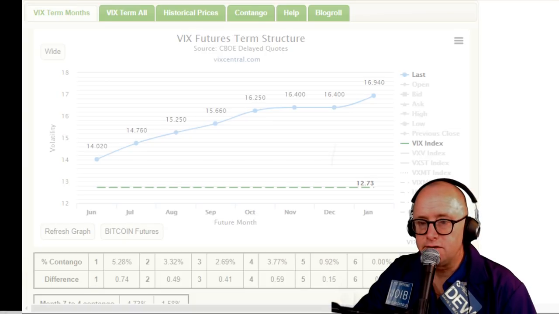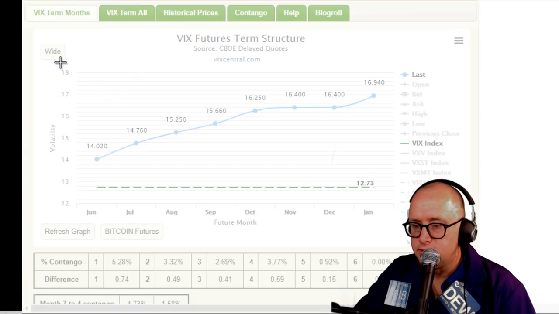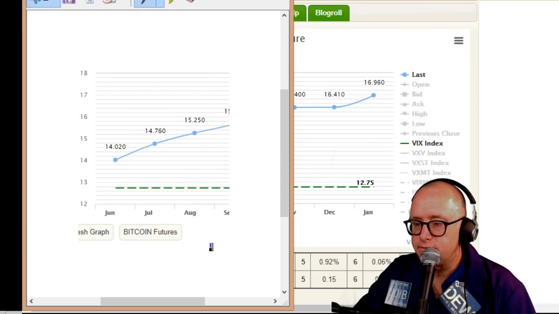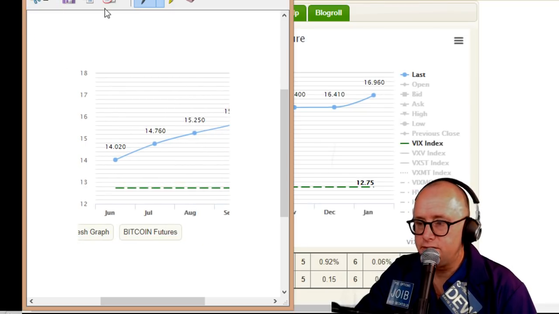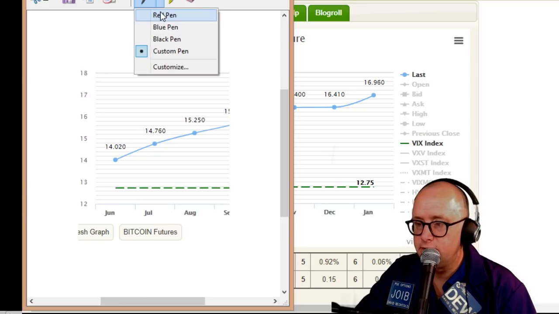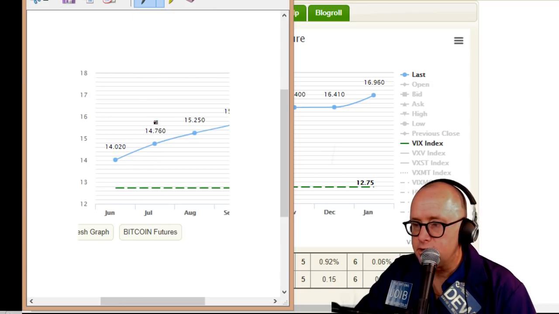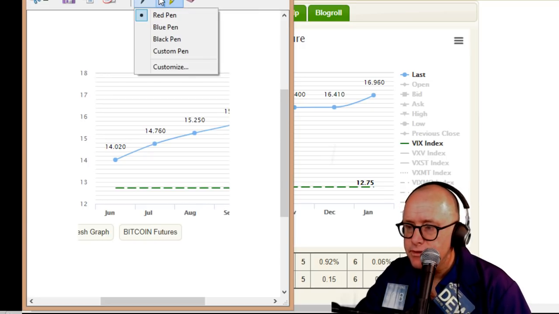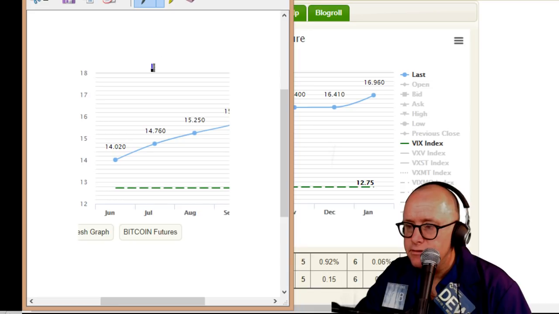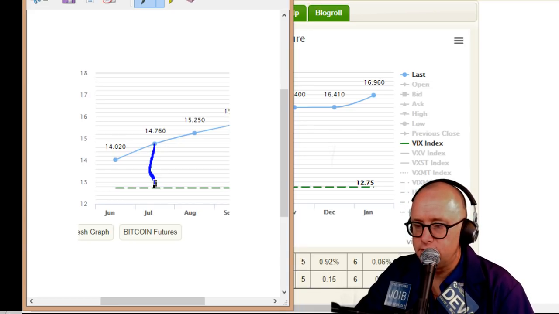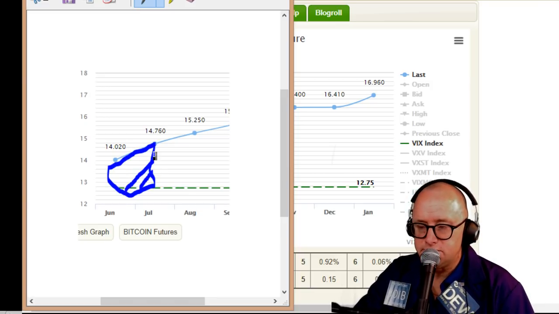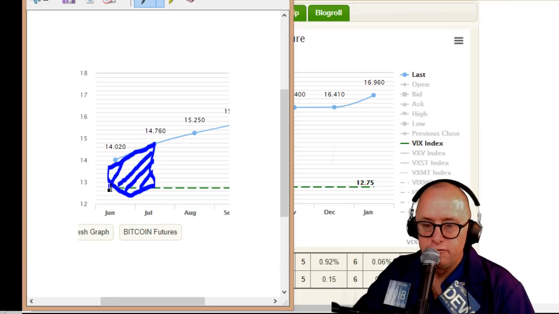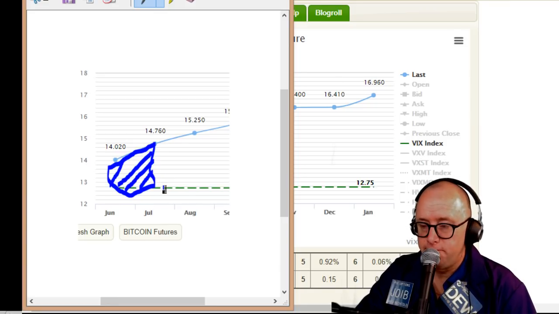So I'm going to see if I can do a little magic here. All right, so if I take that area right there, and I get my pen out here, custom pen. Okay, so this area right here, that area right there, represents how much money is to be made as the futures fall to the spot, okay?